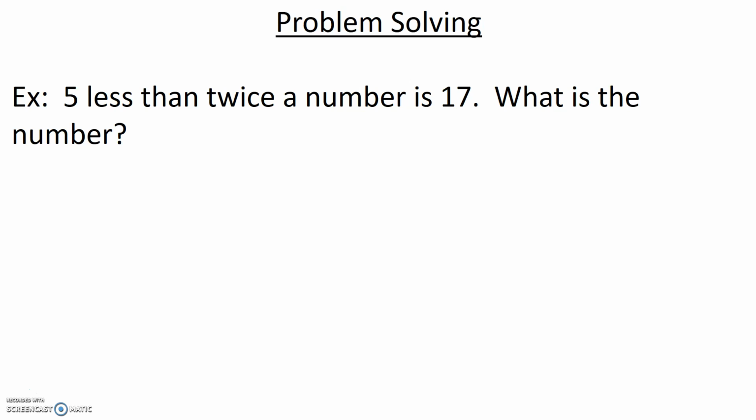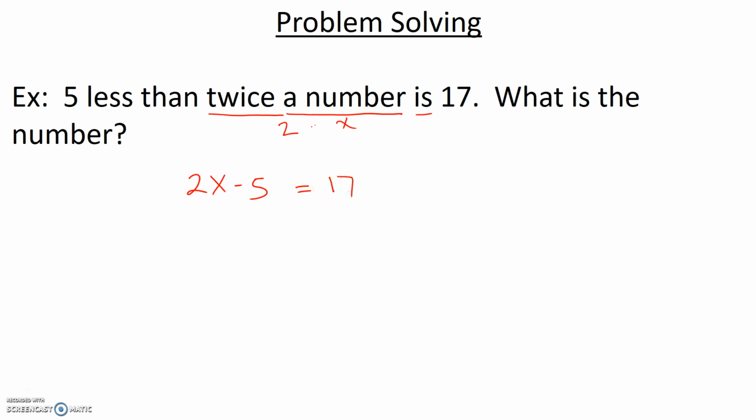We have 5 less than something. So what is that something? It's 5 less than twice a number. Now a number, since we don't know what it is, we can use any variable like x. Twice means 2 times, so twice a number is 2 times x. Now 5 less than twice a number means our expression will be 2x minus 5. 5 less than something. What's that something? It's twice a number. So it's 2x minus 5. Is translates to equals 17.